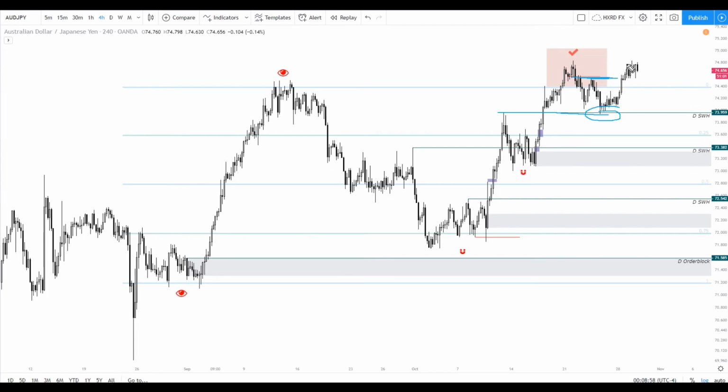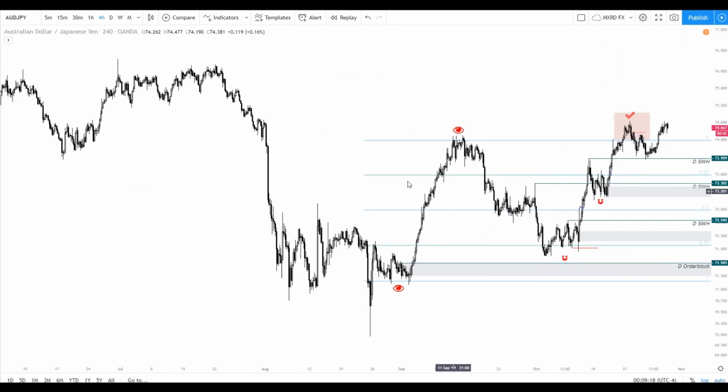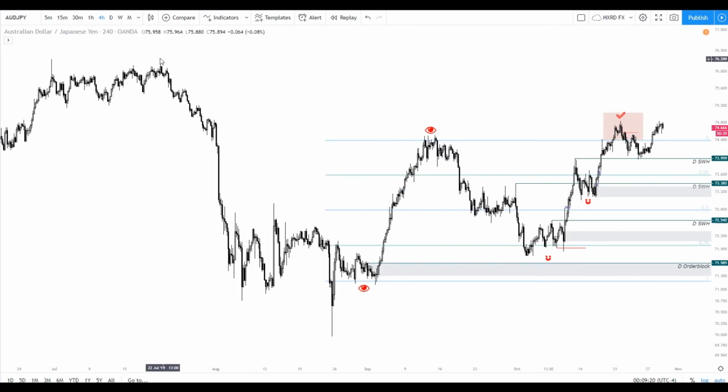We could see a pullback into this range high, back into this order block right here. I mean, it's already tested it. So we could have one more test, and then we can see continuation to the upside for AJ. So what would be the targets? I would say you could target all these highs right here. Okay, what does this look like on the daily?